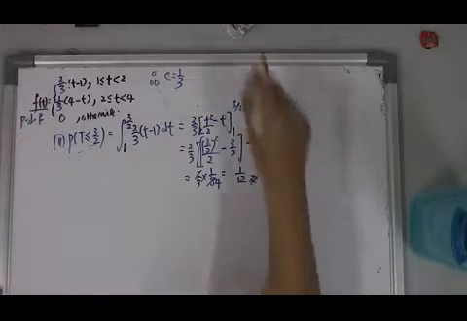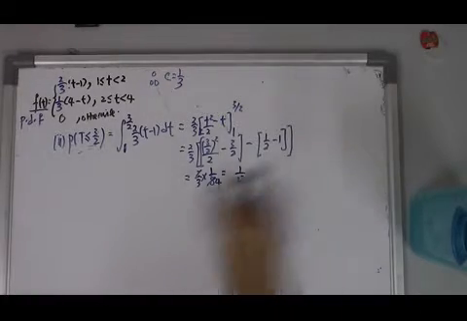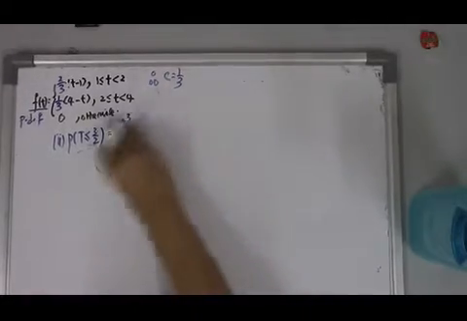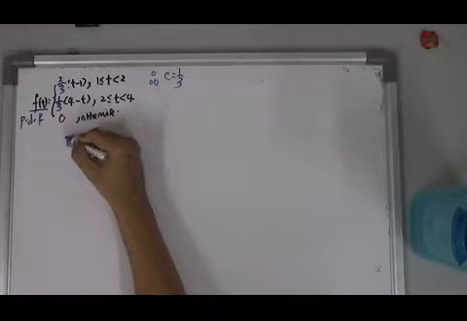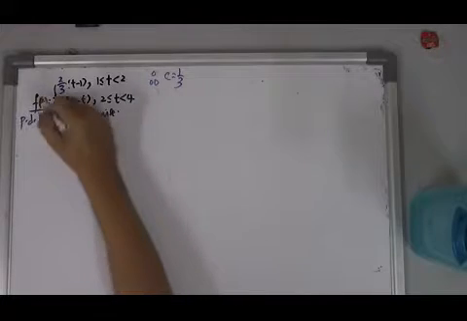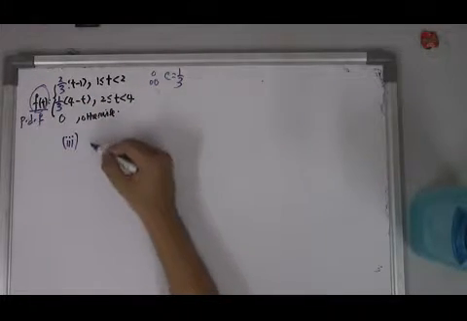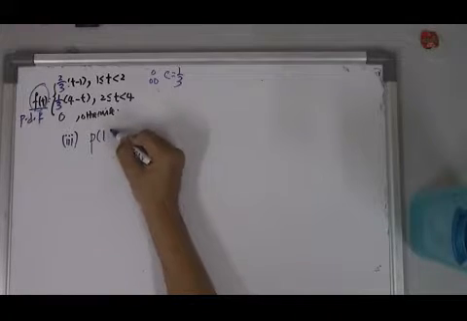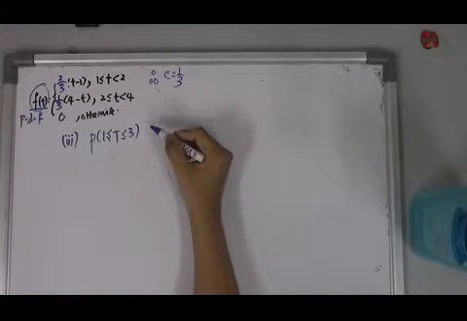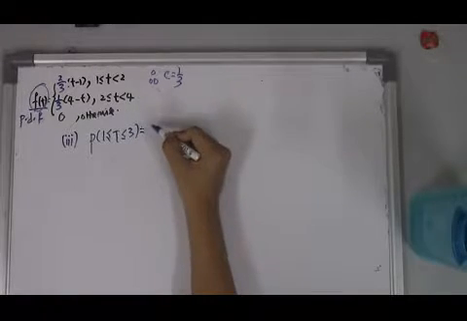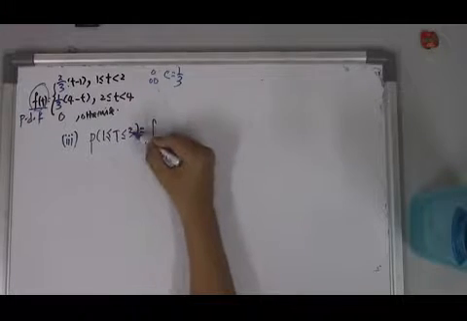Alright, now you know that it will be 1 over 12, so let's do part 3. You only use integration when this one is a small letter, the probability density function. Now they require you to find the probability of t between 1 and 3, so you integrate starting from 1 up to 3.